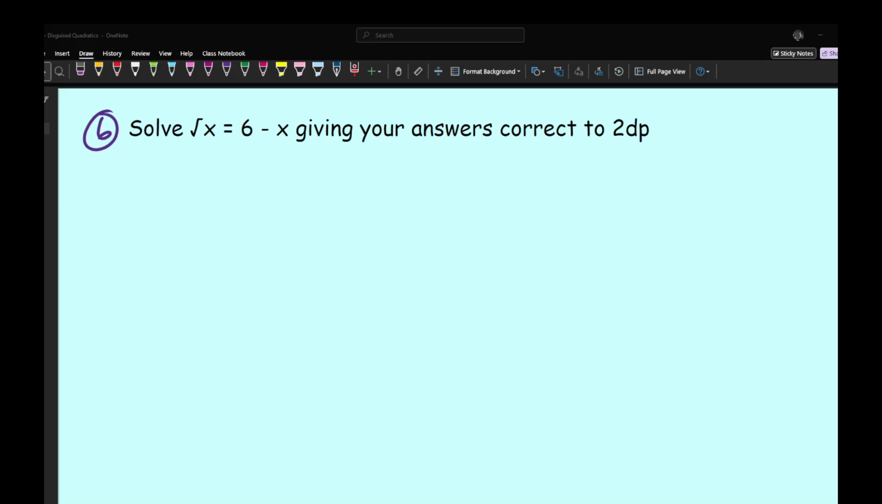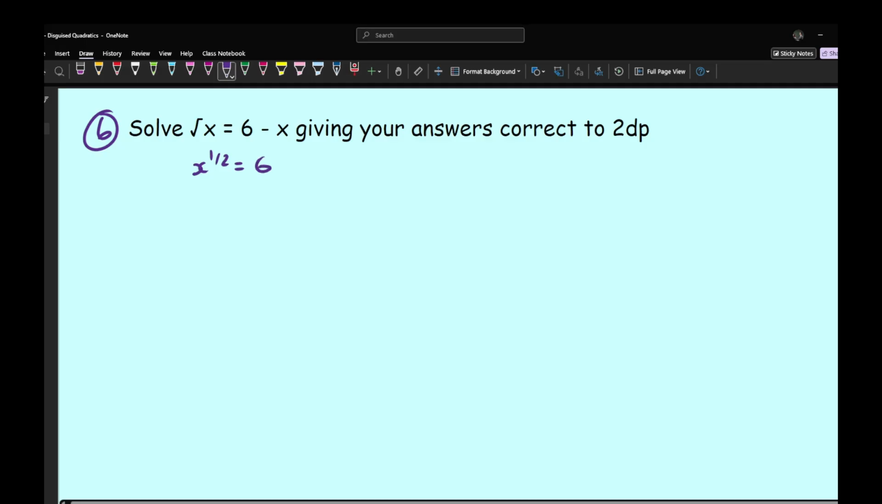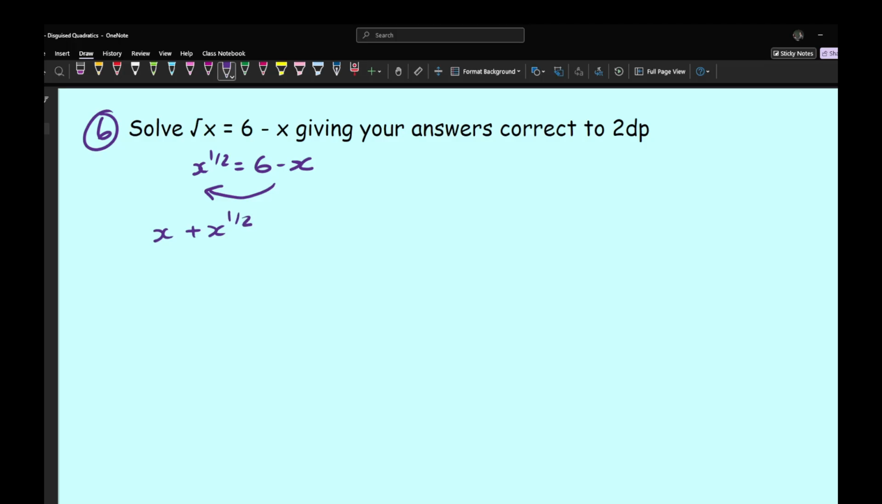So for this, we've got x to the half equals 6 minus x. Then x is our highest degree of x, and we want to keep that positive, so let's take all of this over to the left hand side. What that then produces is x plus x to the power of a half minus 6 equals 0. So again, if we let y equal the lowest degree of x, which is a half, then I end up with y squared plus y minus 6 equals 0.